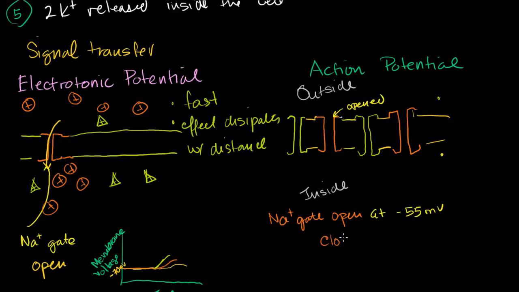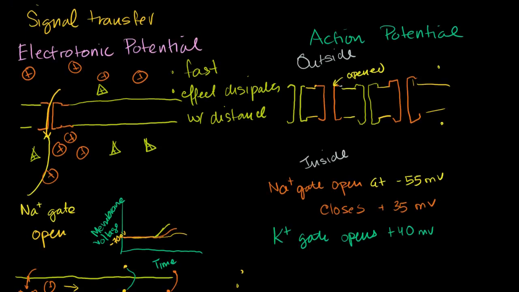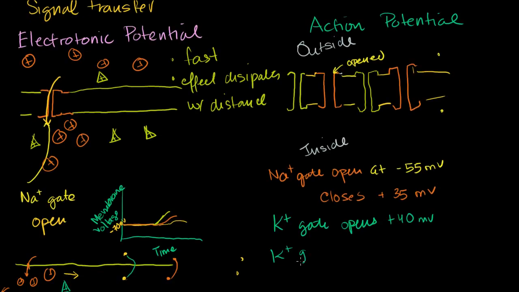Let's say it closes, and these are all rough numbers, but the main idea is for you to get the general idea. Let's say it closes at plus, I don't know, 35 millivolts. And let's say that our potassium gate opens at plus 40 millivolts, just to give an idea of things. And let's say the potassium gate closes at, I don't know, minus 80 millivolts.